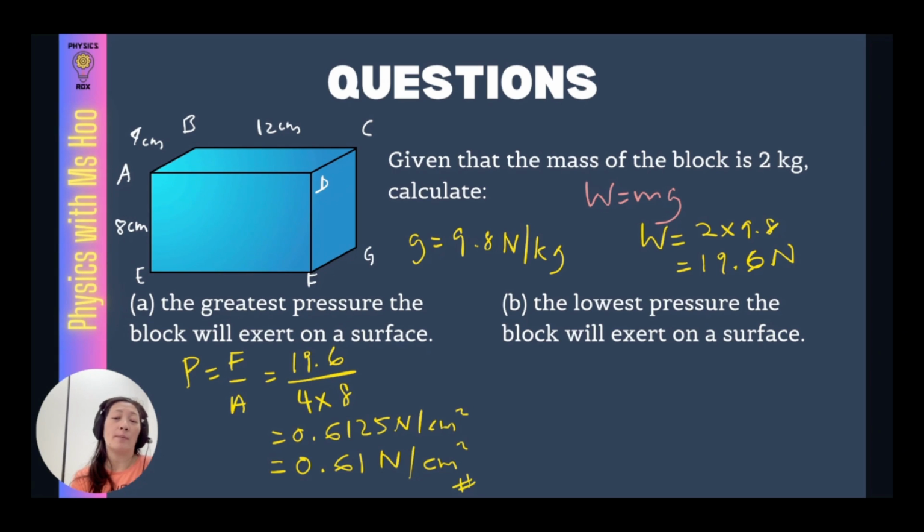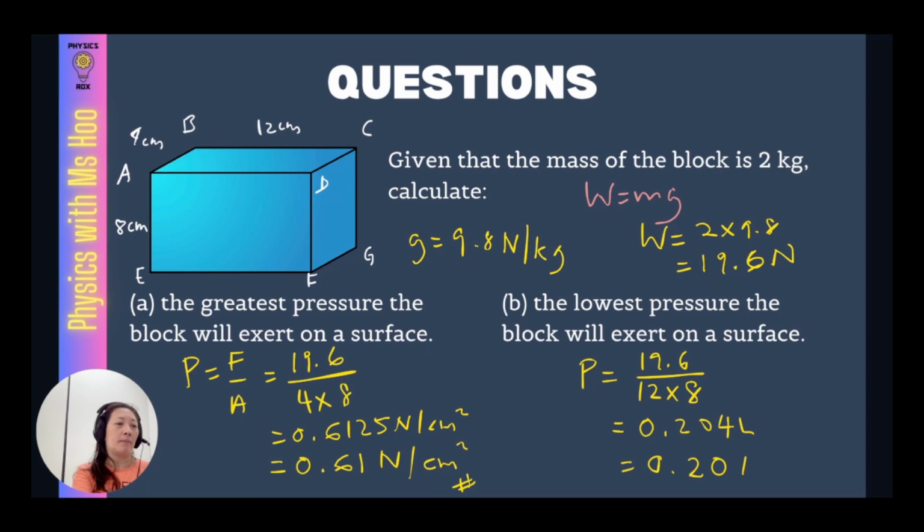To solve for the lowest pressure, it's exactly the same, but this time we take the larger area. So I'm going to sub the values straight away. 19.6 divided by, we know that the lowest pressure has to be on the greatest area. So the surface with the greatest area has dimensions of 12 cm by 8 cm. So we would get a value of 0.2042, which we can then round to 0.20 Newton per centimeter squared. So that's how we solve the question for IGCSE.